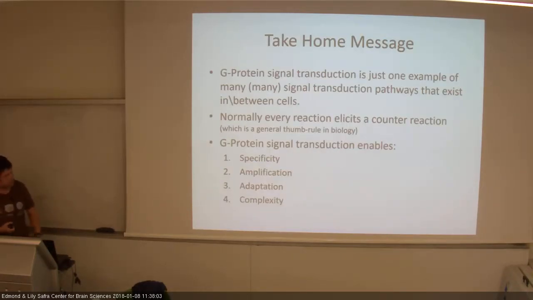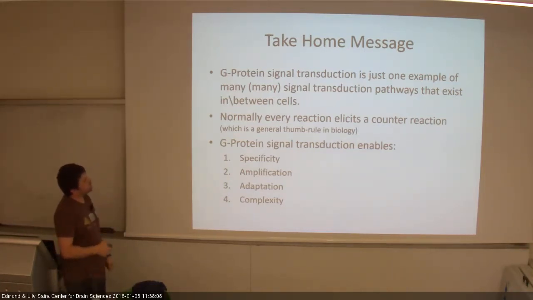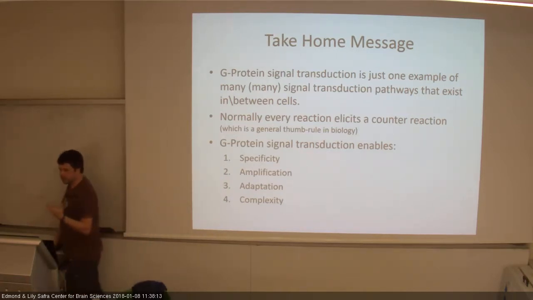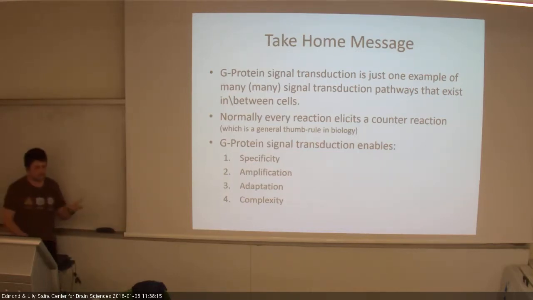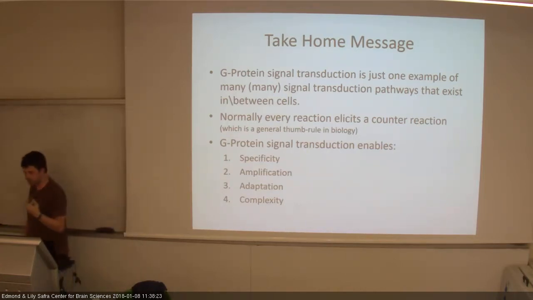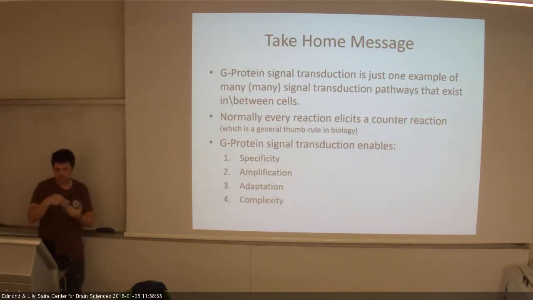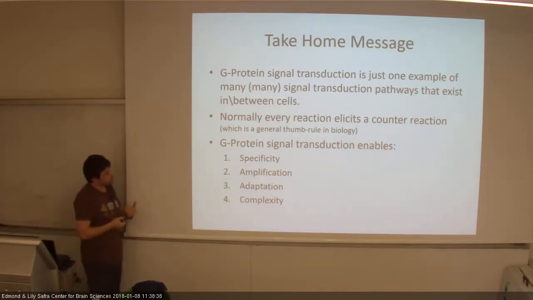Okay? So the take-home message from this chapter is that G protein signal transduction, first of all, is just an example of many signal transduction pathways and cascades that we have in the body. And first of all, it's important to note that normally, in biology, we see in general that every reaction also has a counter reaction. So you saw that simultaneously to the activation of the G proteins, there are also reactions that cause desensitization of the receptors, and there's a lot of modulation of this response.